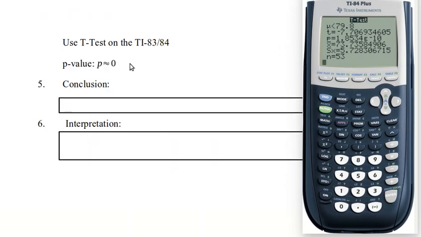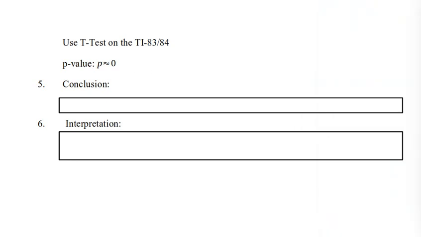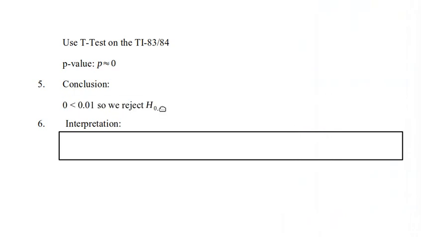Our p-value is essentially 0. And we can see that because that exponent is negative 10. There's 9 zeros between the decimal point and the 18534. That's as close to 0 as you're going to get. So when we state our conclusion, we compare this to alpha. 0 is less than any level of significance, so we reject the null hypothesis.